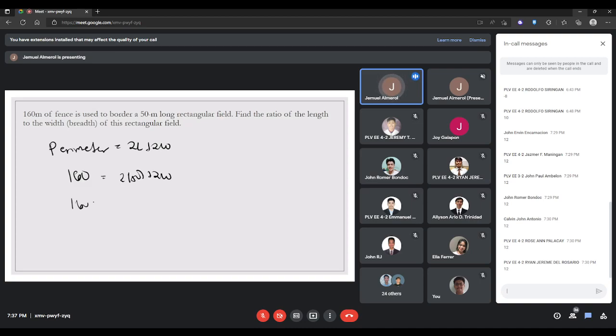160 is equal to 100 plus 2W. 60 is equal to 2W, therefore our width is 30. Okay? 30 meters. Now, ano daw ang ratio ng length to the width? So we have ratio now is 50 over 30 is 5 over 3 or 5 is to 3. Okay?